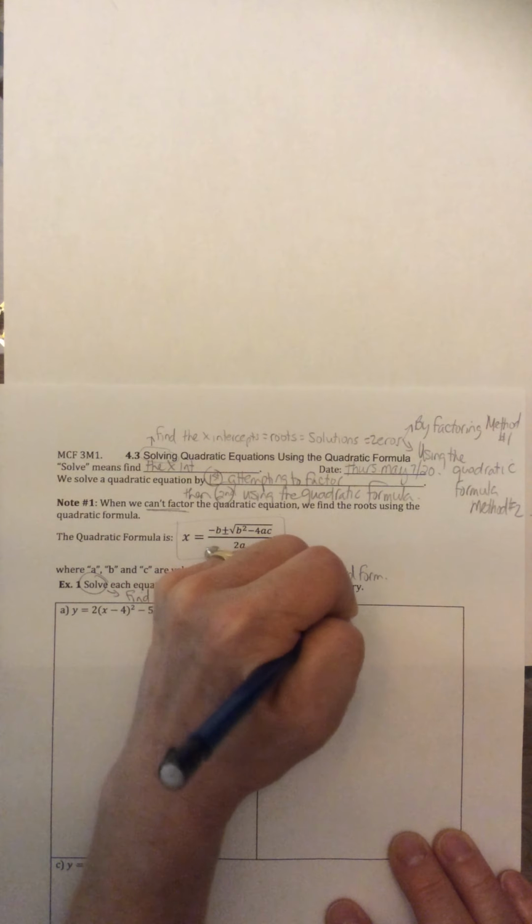Example 1, solve each equation. Okay, so we know that solving would be to find the x-intercepts. Round. Now, whenever they're asking you to round, chances are you're going to use the quadratic formula. So if they're telling you to round, we're just going to go to the quadratic formula.